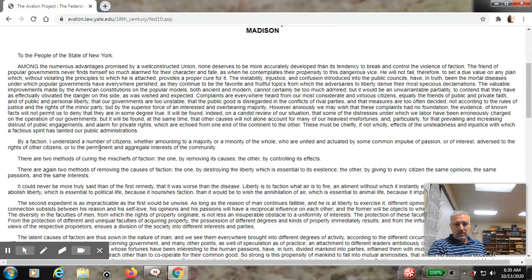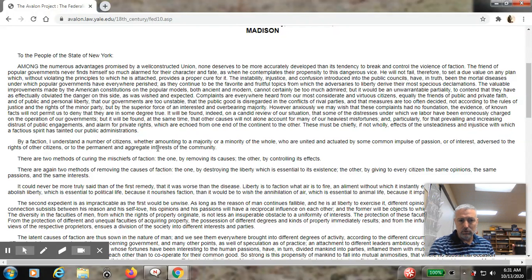All right, by a faction, I understand a number of citizens, whether amounting to a majority or minority of the whole, who are united and actuated by some common impulse of passion or interest adverse to the rights of other citizens or to the permanent and aggregate interests of the community. That's a faction. Now, you'll often hear pundits say, well, parties aren't factions. Yes, they are. Parties are good. No, they're not. But in any event, it doesn't matter if they're good or bad. That's not the issue here. A political party is a faction. It's a particular kind of faction. Faction is broader than that. Any group of citizens that gets together to pursue their political interest is a faction.